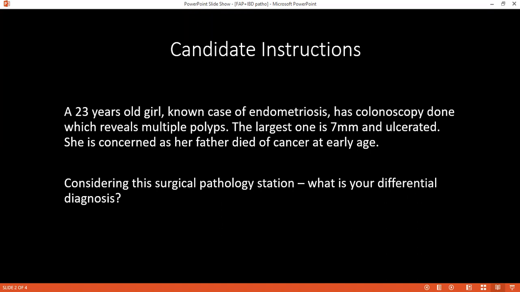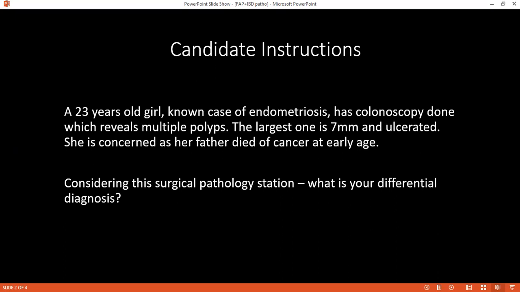Since this patient is a known case of endometriosis, can you define the term endometriosis? Endometriosis is the presence of endometrial tissue elsewhere, like in the ovary, in the peritoneum, in the bladder, elsewhere apart from the endometrial lining. Why does the patient experience pain when she has endometriosis? The patient experiences pain during menstruation.